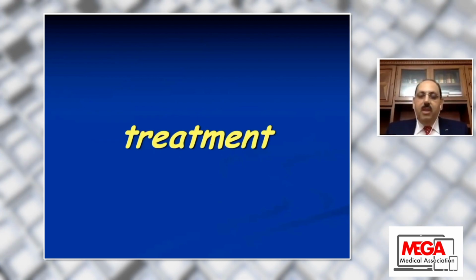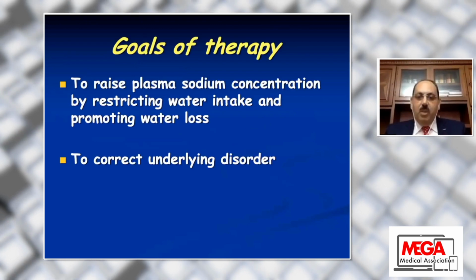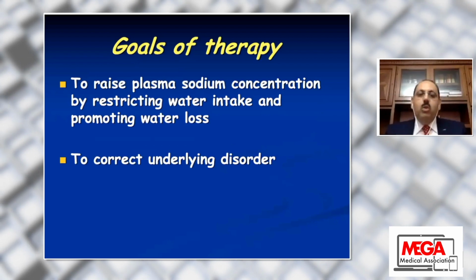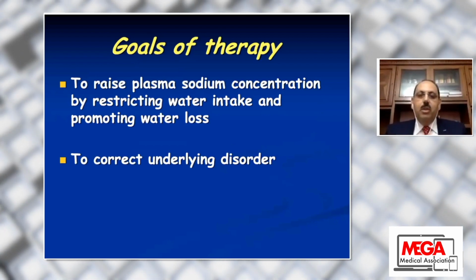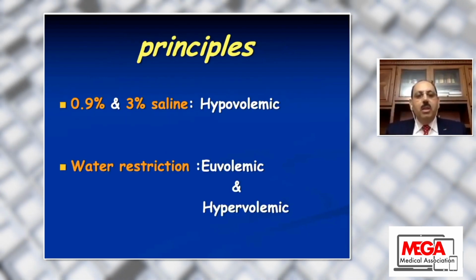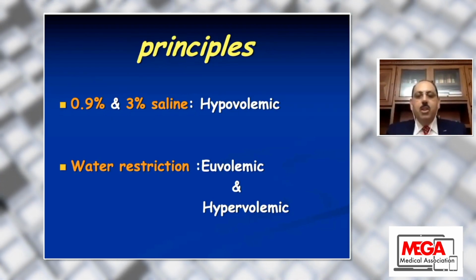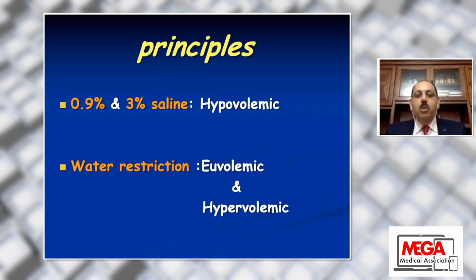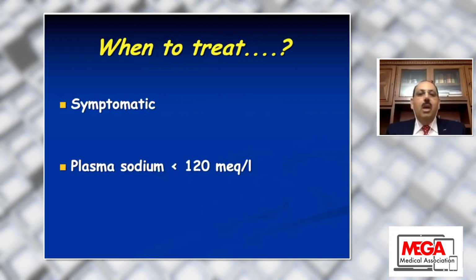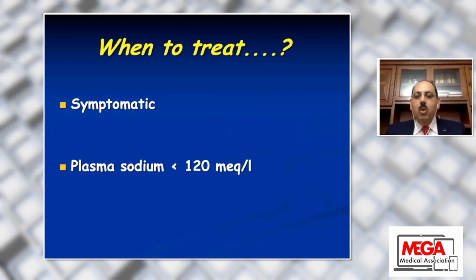The treatment goals of therapy are to raise the plasma sodium concentration by restricting water intake and promoting water loss, and also to correct the underlying disorder. We can use, in hypovolemic hyponatremia, either normal saline 0.9% or hypertonic saline at 3% concentration. In euvolemic and hypervolemic patients, water restriction only may correct hyponatremia. When to treat? When the patient is symptomatic or plasma sodium is below 120 milliequivalent per liter.